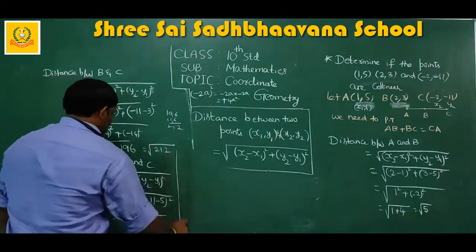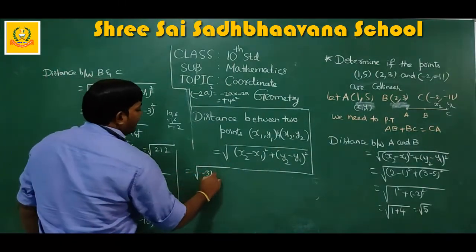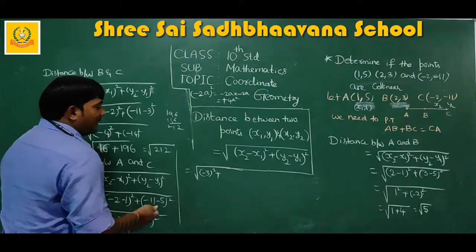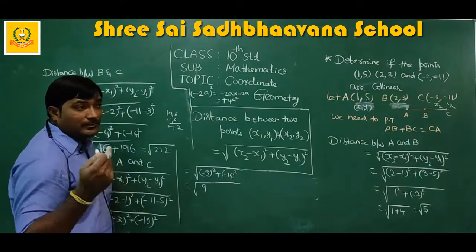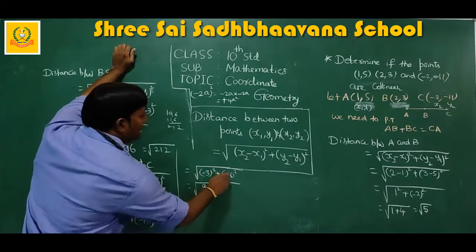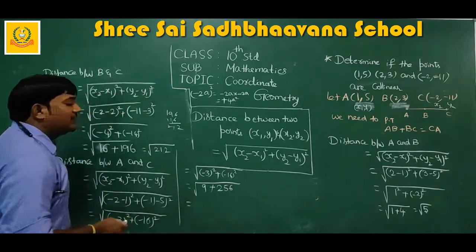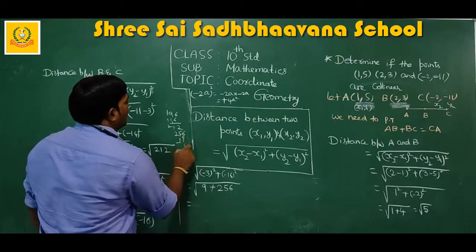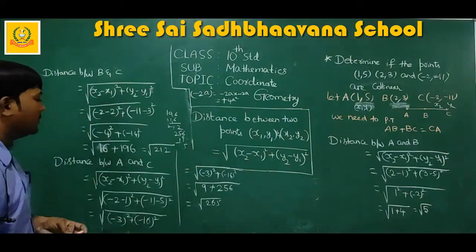So what do you get? We'll continue here. Root of minus 2 minus 1, which is minus 3. So minus 3 the whole square plus minus 16 the whole square. What is minus 3 whole square and minus 16 whole square? Minus 3 into minus 3, because minus into minus would become plus. As I said, if a square is there, you will never get minus. So minus 3 into minus 3 is 9. 16 into 16 is 256. Root of 256 plus 9. How much? 256 plus 9 will be 265. Correct? We got the distance between A and C as root 265.